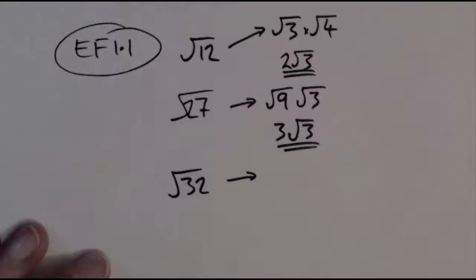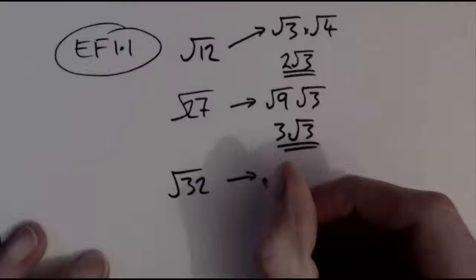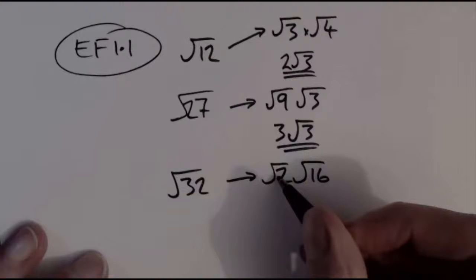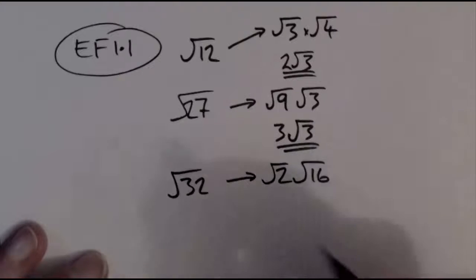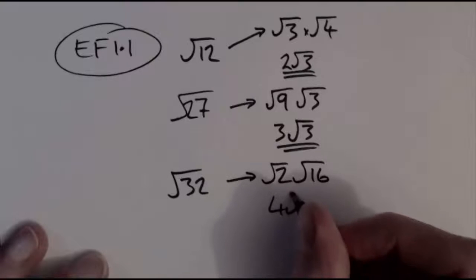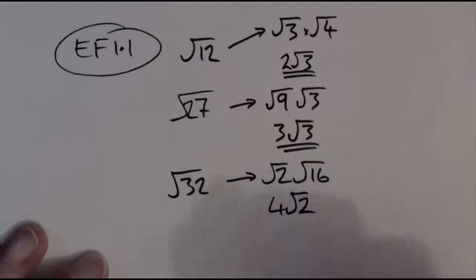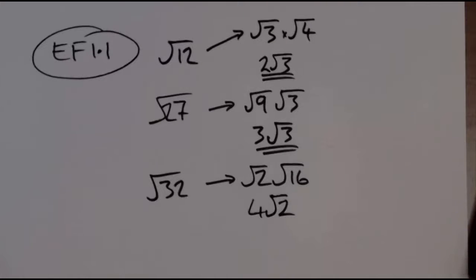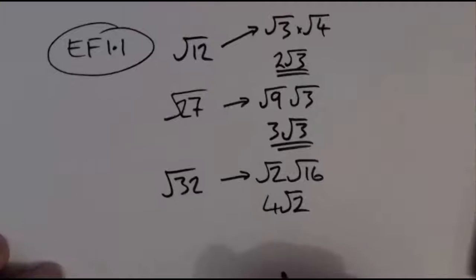And 32. What times what gives you 32? So we can do 2 times 16. Now we can't take the square root of 2, but we can take the square root of 16. That's 4, so that's going to be 4 root 2. Right, so there's some examples, and I think there's just one less for you to have a wee go at.